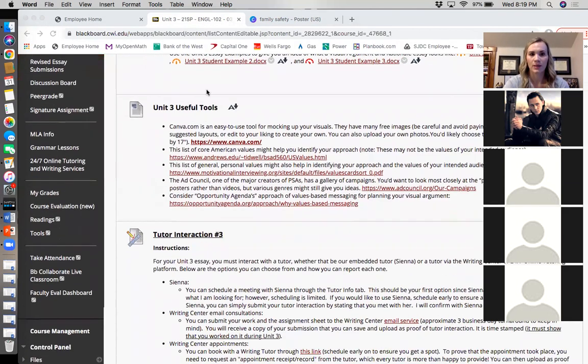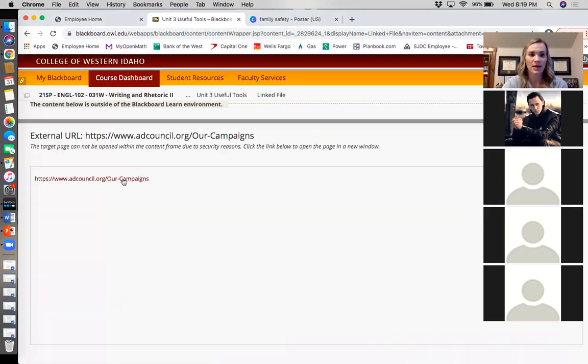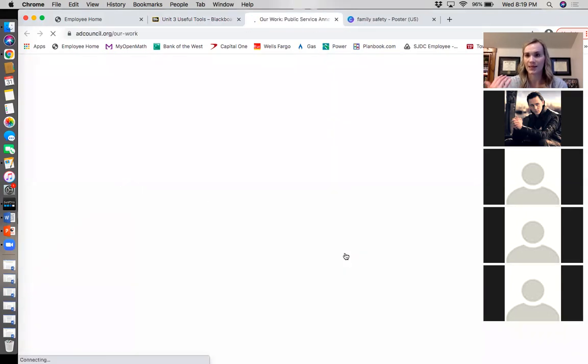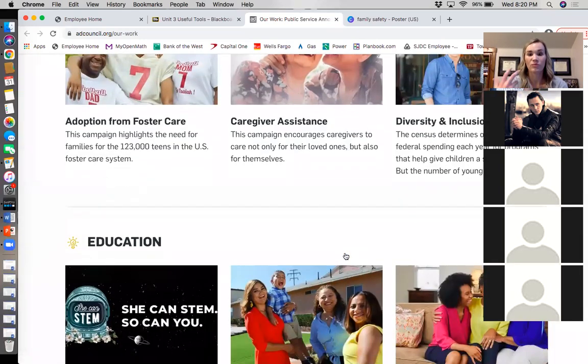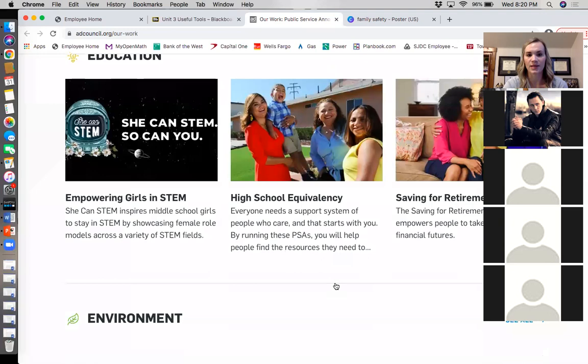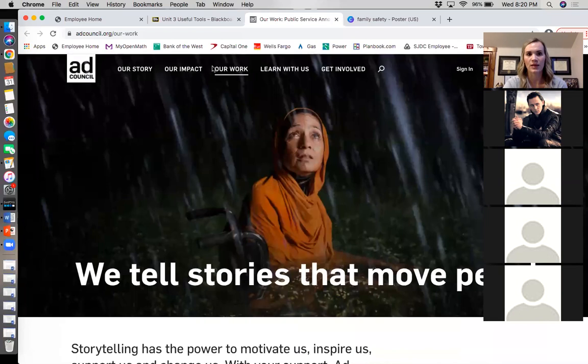Okay, again, here, a bunch of useful tools that you can use, Canva. There's a core values website to help you think about the values that your group has. Here's the Ad Council, the PSAs. If you go to this website, this has tons and tons of PSAs that you can go through again to get ideas on how you can create, or different ways that you can create your PSAs. You know, look at them, see what you like about them, things like that. There's so many that you can look through here.